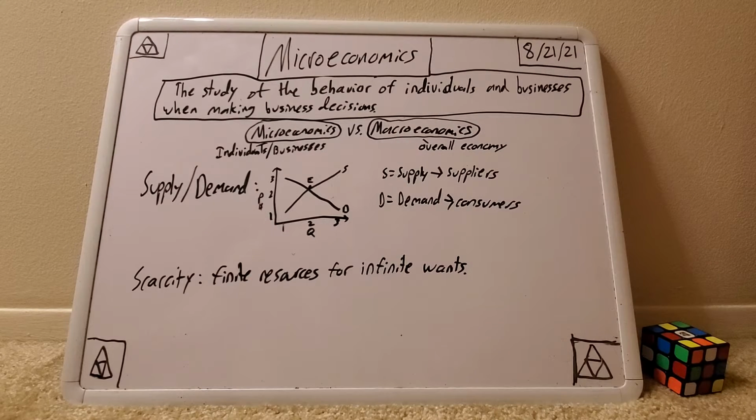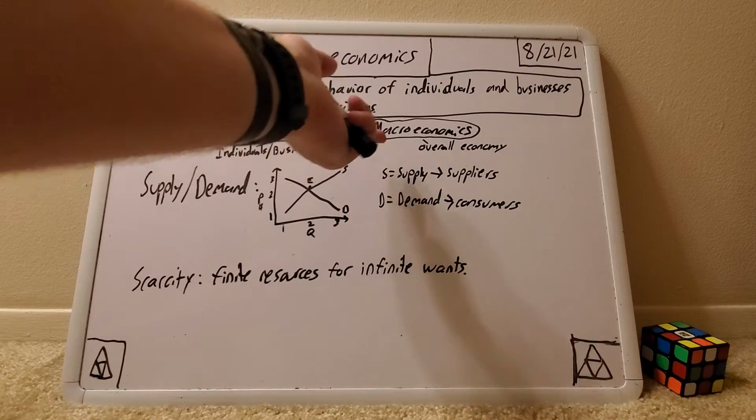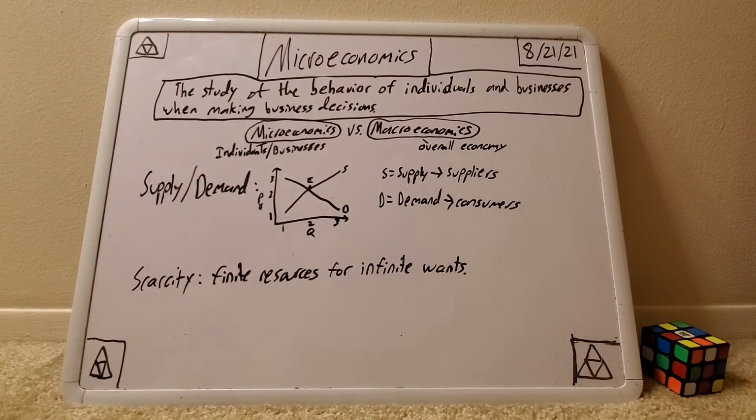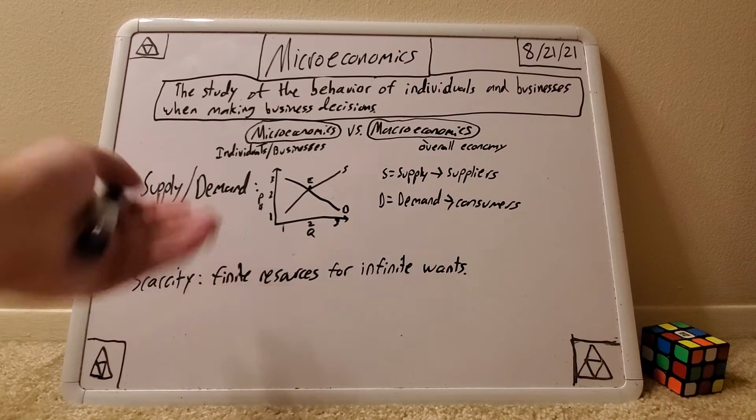So usually microeconomics is juxtaposed with macroeconomics. Micro, with a prefix being small, is going to be individuals or businesses, and macro, with the prefix being large, is going to be just the overall economy, and we'll get into that video for next week. But today, focusing just on microeconomics, the main focus is going to be supply and demand.